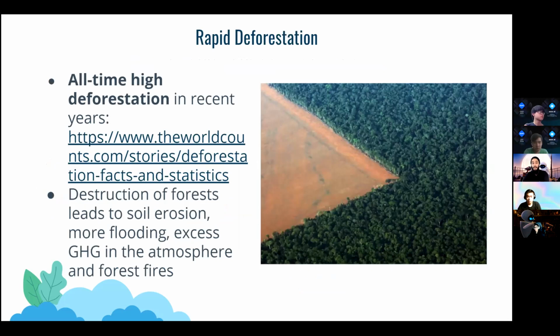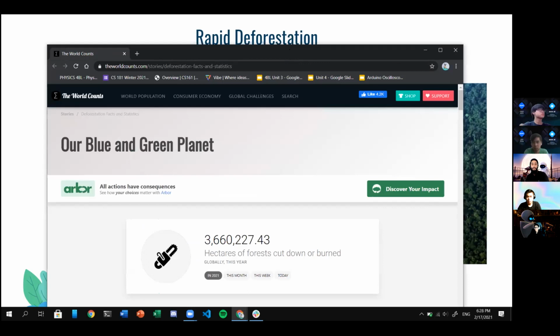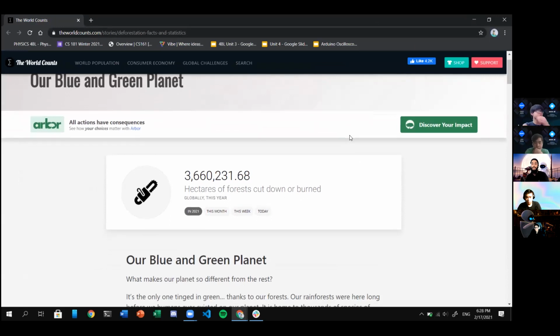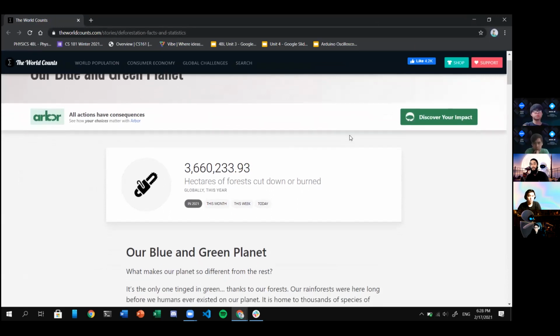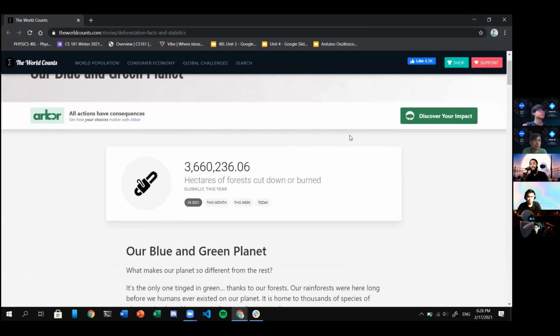So as you are all aware, we are at an all-time high of deforestation in recent years. And if Jason could open this website, we can look at this really alarming statistic. So if you look at the number at the top, that is the hectares of forest that have been chopped down or burned this year within 40 days of this year. And that number is rapidly increasing. So it just points out the extreme exploitation of our natural resources that is taking place today.